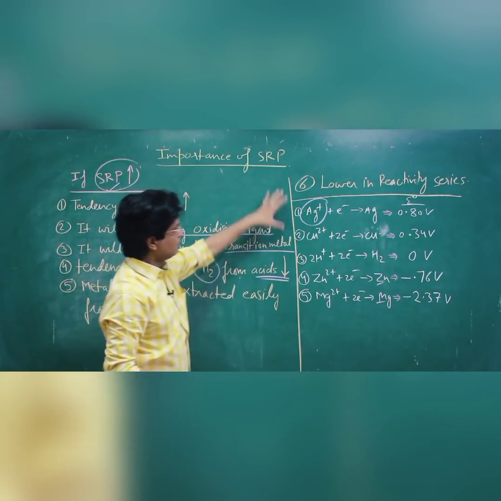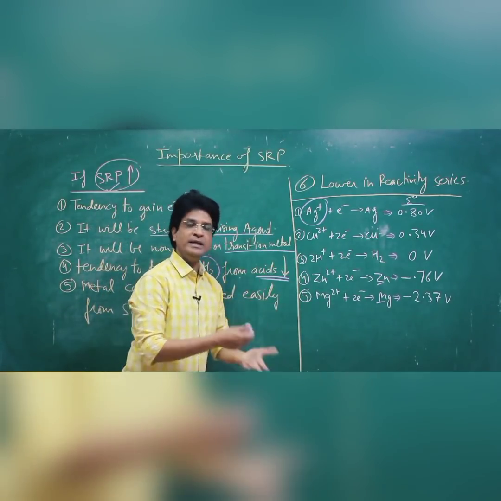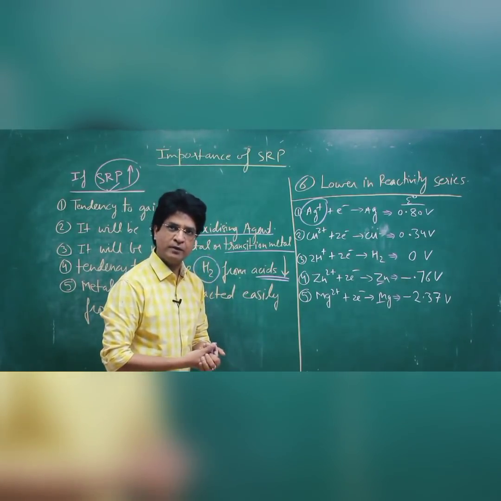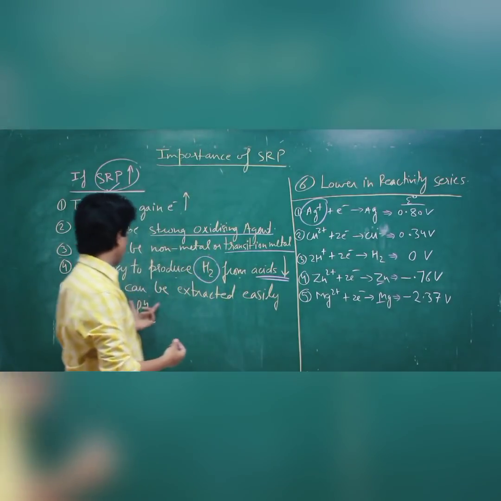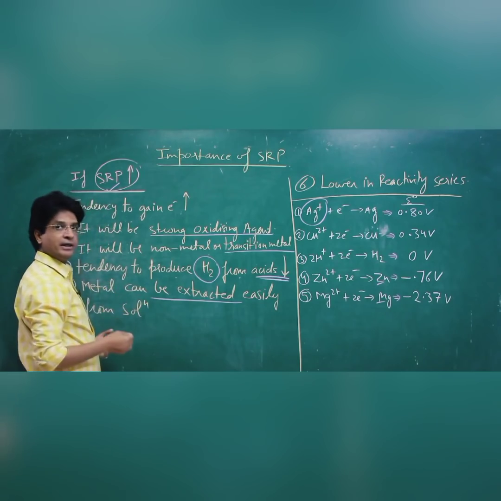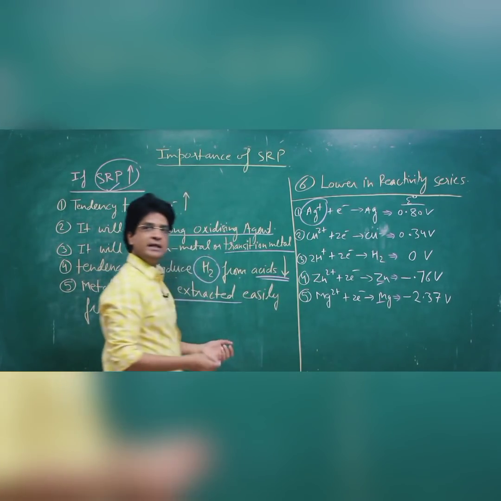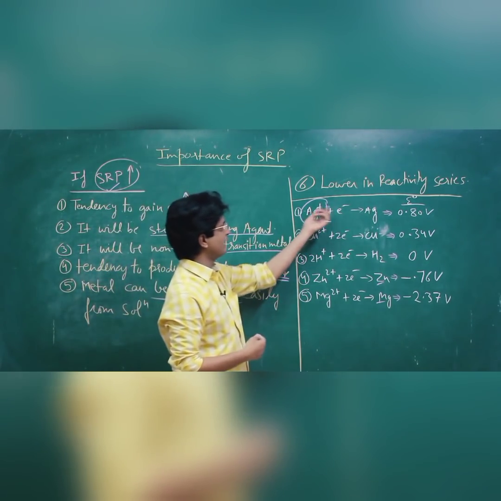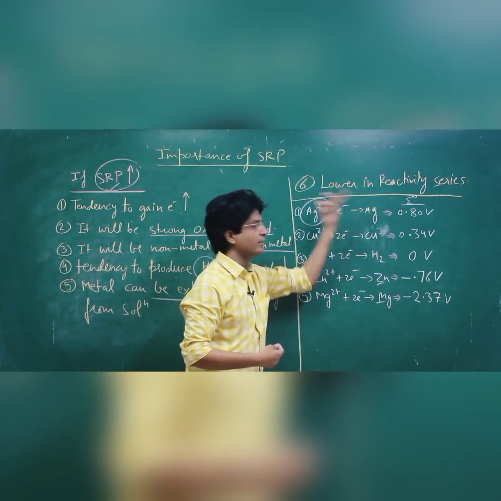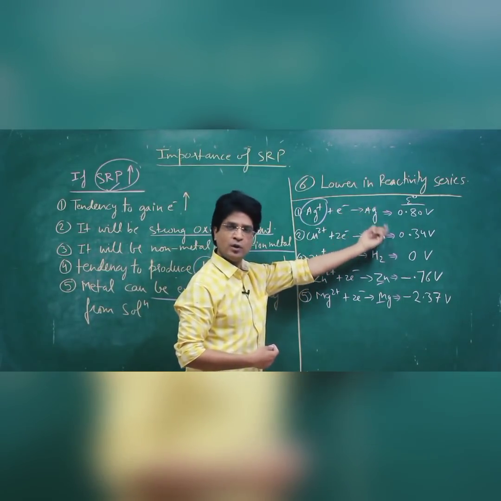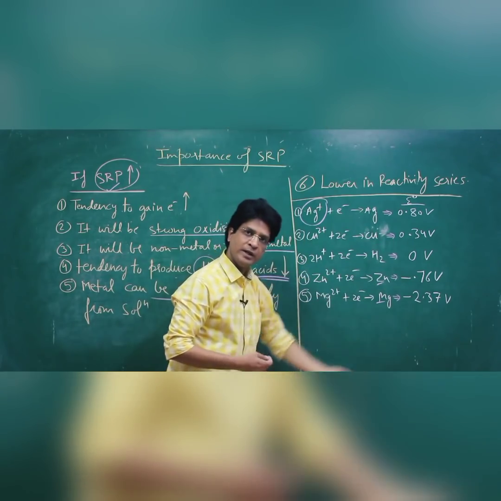Now, which of the following ions will be easily extracted in the form of metal from the solution? Now, if SRP is higher, it can be easily extracted. So Ag plus will be easily extracted because Ag plus will accept electrons most easily and will become silver. Silver is solid, it is not part of the solution, so it can be easily extracted.